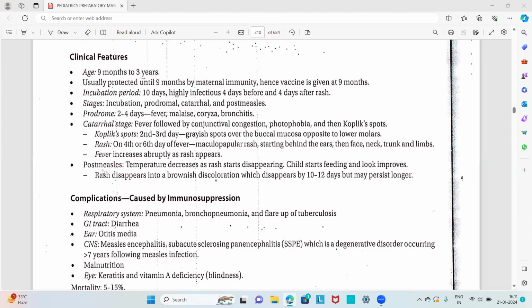Then we have the post-measles stage. The temperature decreases as the rash starts disappearing, and the rash disappears into a brownish discoloration, which disappears by 10 to 12 days, but may persist longer. So these are all the clinical features of measles.